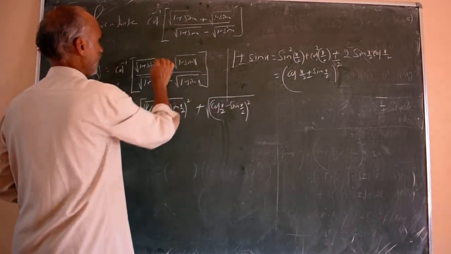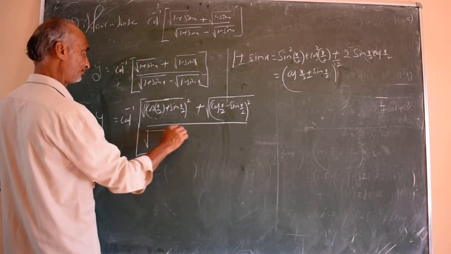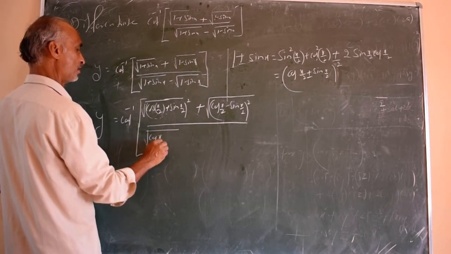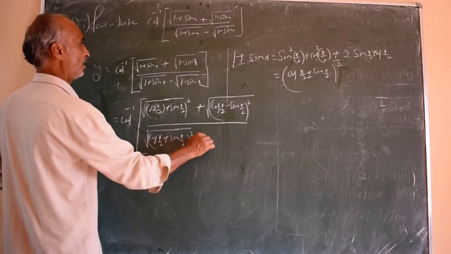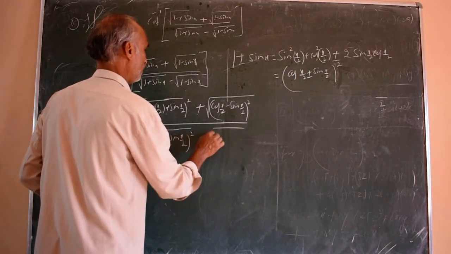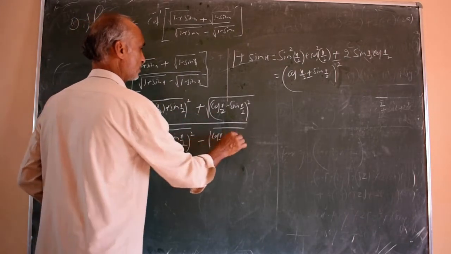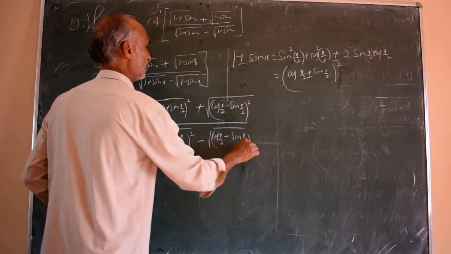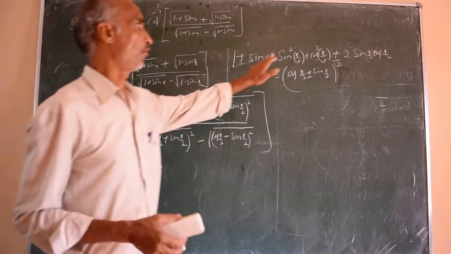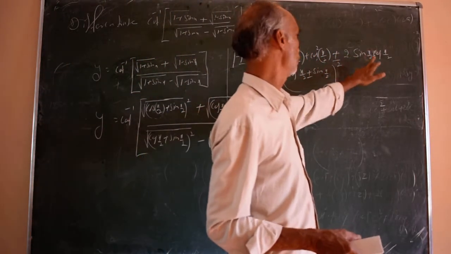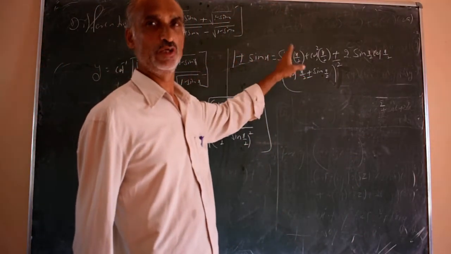This square root as it is, square root as it is, divided by 1 plus sin x, is equal to square root of cos x by 2 plus sin x by 2 the whole square, minus square root of cos x by 2 minus sin x by 2 the whole square. Okay. Now exactly in the form of a square plus b square plus or minus 2ab, a plus or minus b the whole square. A can be taken as cos x by 2 or sin x by 2. Cos x by 2 is better.